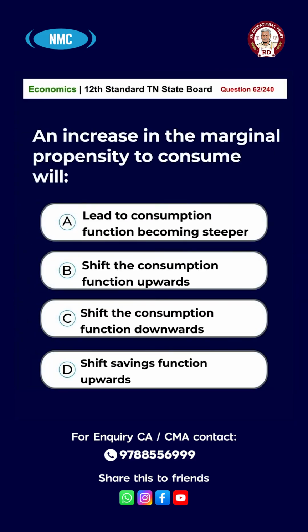Question number 62. An increase in the marginal propensity to consume will, option A, lead to consumption function becoming steeper, option B, shift in consumption function upwards, option C, shift in consumption function downwards, option D, shift savings function upwards. The answer is option A, lead to consumption function becoming steeper.